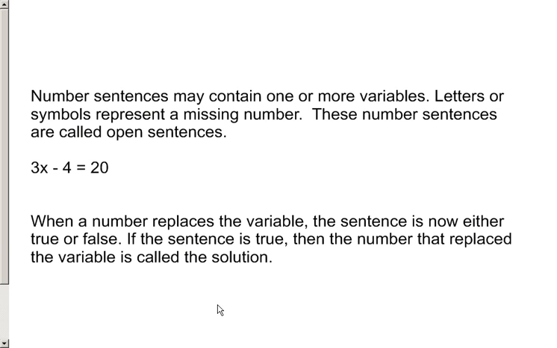So in the number sentence 3x minus 4 equals 20, when I solve for the variable and I write x equals 8, I can put that 8 in my equation. I'll write this right here. x equals 8. I can substitute 8 in my equation. 3 times x, or 3 times 8, we know is 24, and 24 minus 4 is 20. So 8 is the solution to our number sentence and open sentence.